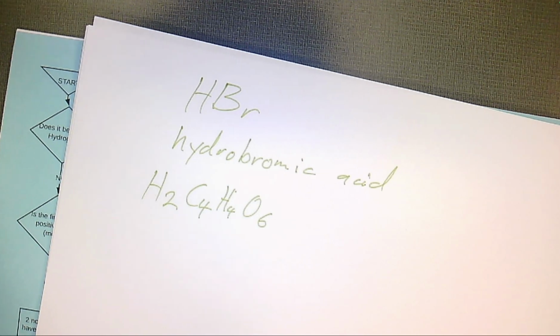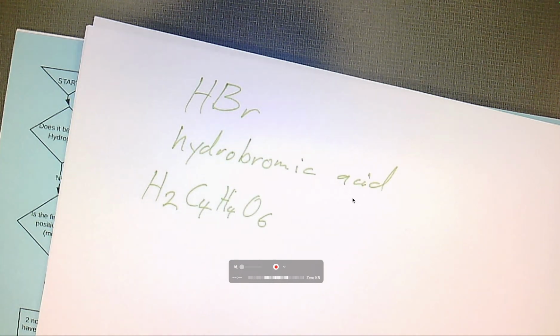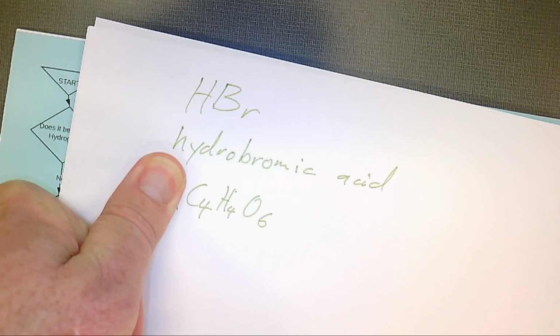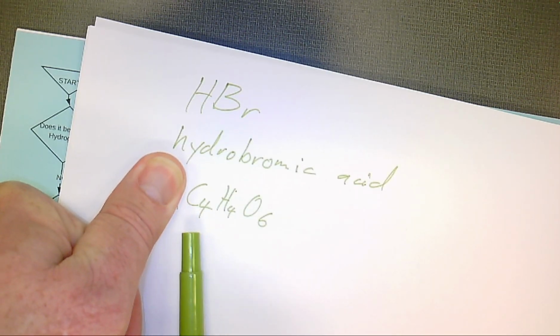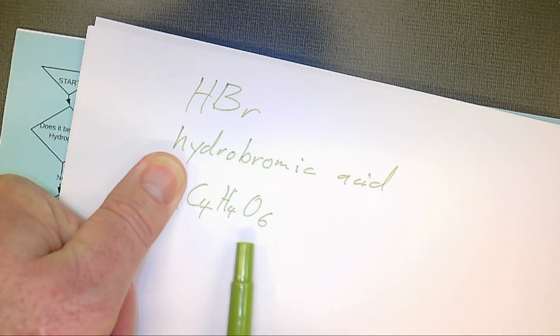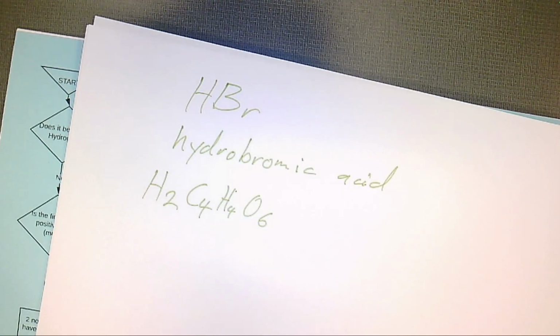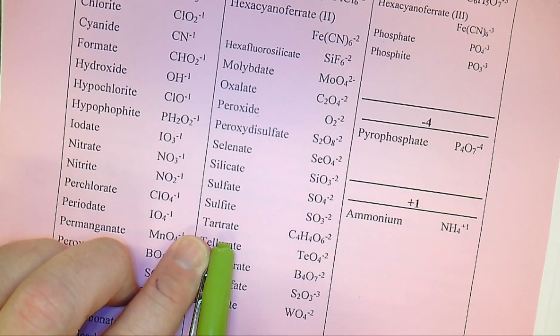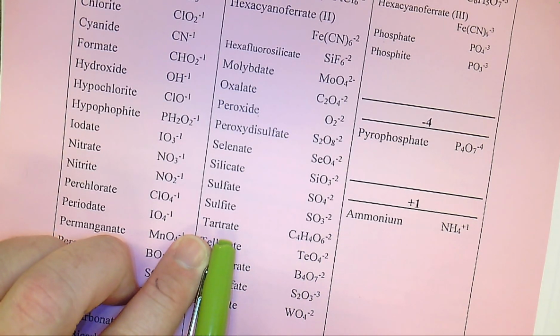All right, so let's go back over. How do I know what my polyatomic ion is? I cover up the H at the start. Okay, now on my pink sheet, I'm looking for C4H4O6. It is, very good. All right, found it quick. Okay, here it is right here. It is tartrate. Do you guys see that?